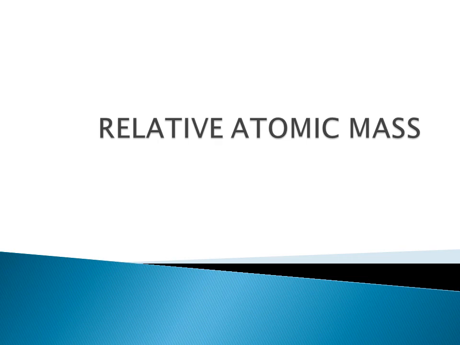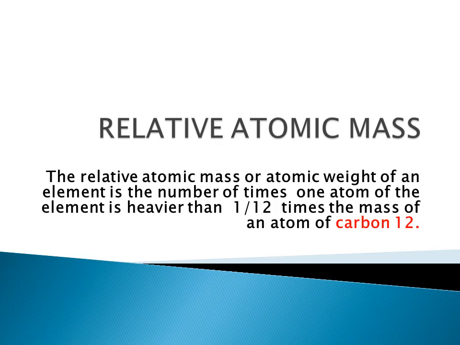It has therefore been considered appropriate to use the mass of some standard atom as a unit and then relate the mass of other atoms to it. The resulting masses of atoms are known as relative atomic mass or atomic weight, RAM. Let us see the definition. The relative atomic mass or atomic weight of an element is the number of times one atom of the element is heavier than 1/12 times the mass of an atom of carbon-12.